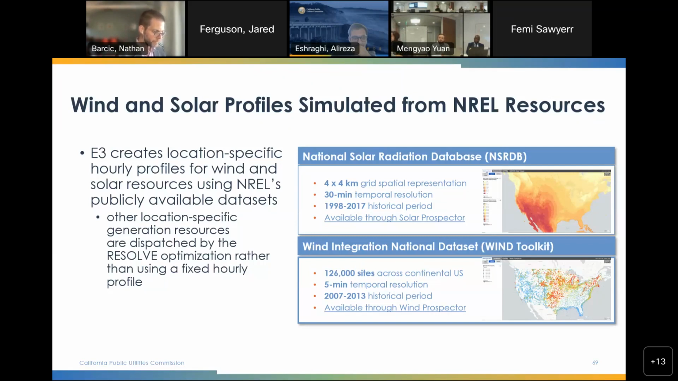The Wind Toolkit, or Wind Integration National Data Set, has individual points, 126,000 points across the whole US, and this has 5-minute temporal resolution. The period that's available for this data set is a little smaller than the National Solar Radiation Database, 2007 to 2013. But we were able to sample at these various points and get the resulting simulated profiles from them. So ultimately, the value of these two is that it gets us very granular data historically that we can then use to simulate the hourly profiles for use in the CPUC IRP model.